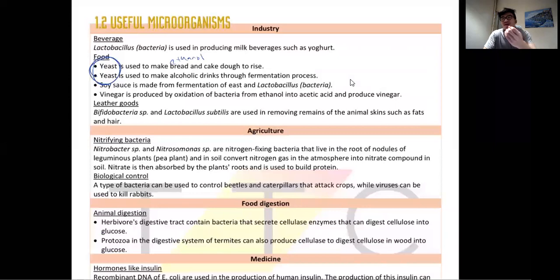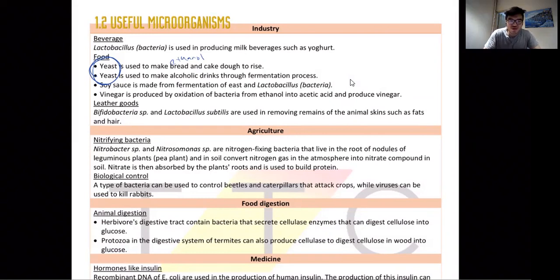So this is why when you eat roti canai, have you tried chapati before? Chapati and roti canai is very different. Chapati is without fermentation. That's why chapati tastes kind of solid. There's no airy feeling to it. But when you eat roti canai, it's very airy, it's very fluffy because they've been fermenting that. So that's a yeast.